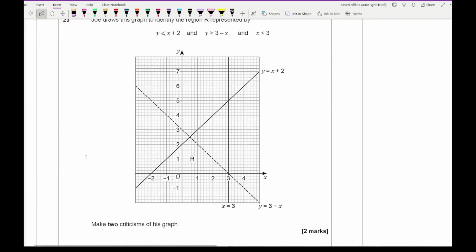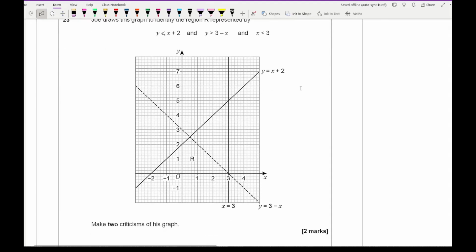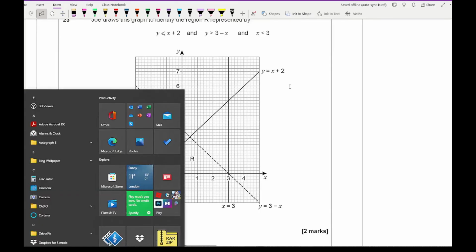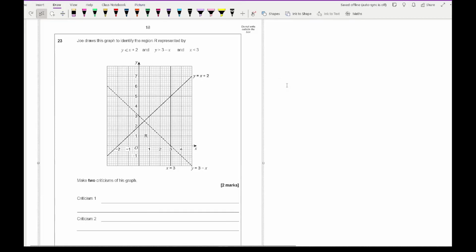Then moving on to question 28, it says Joe draws this graph to identify the region that is represented by, and then we've got our 3 inequalities. And the question says make 2 criticisms of the graph. So if I just zoom out just so that I can fill it all in.